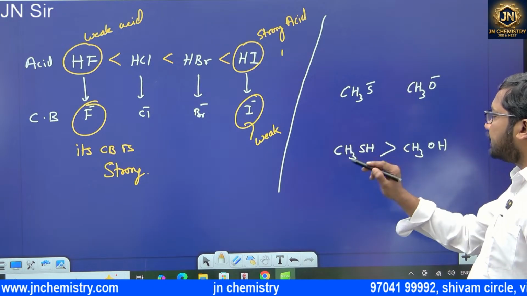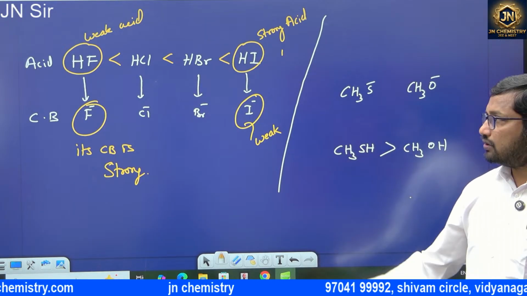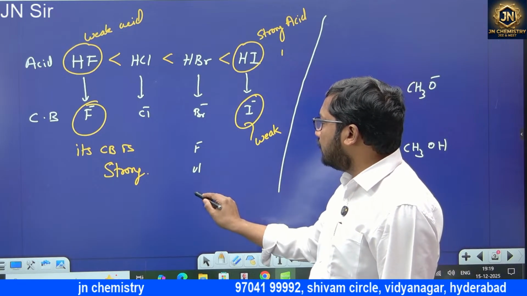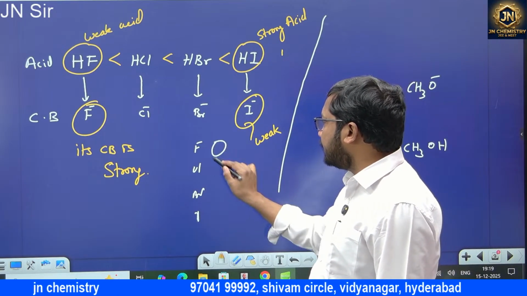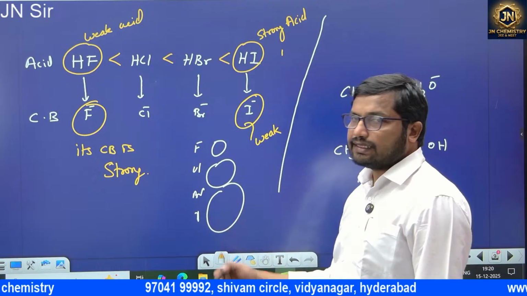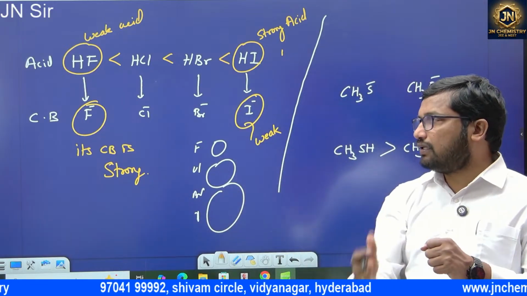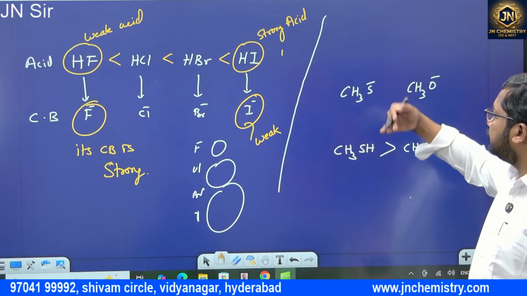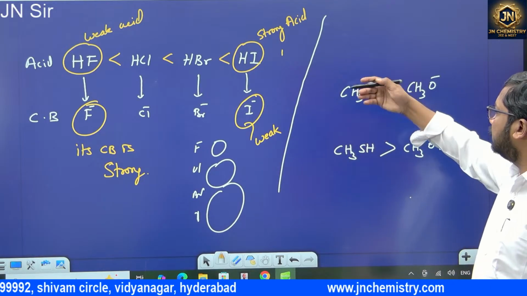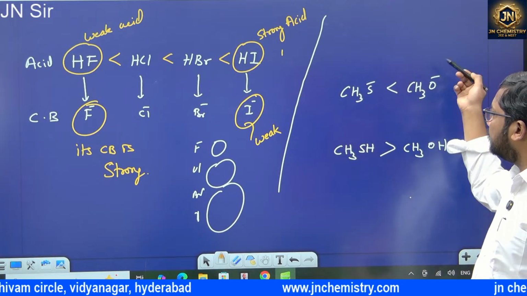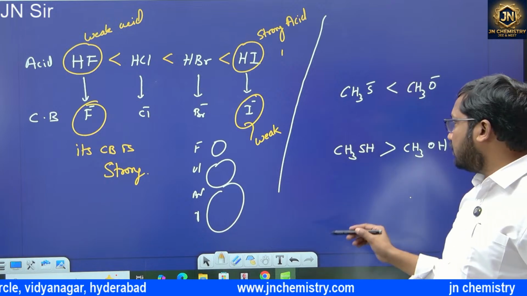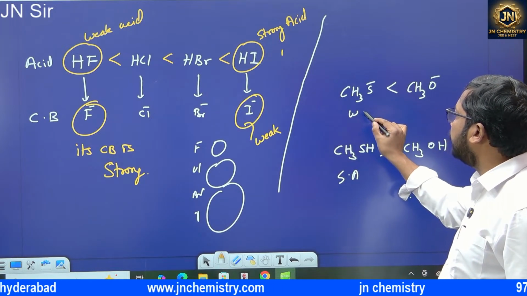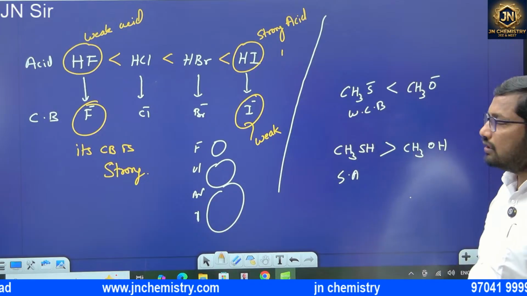Obviously CH3SH. So in this case also, top to bottom, what exactly happens? Fluorine, chlorine, bromine and iodine size is increasing, right? When the size is increasing, we can easily break down the H plus, right? So now this is strong acid, so its conjugate base is weak. So which is stronger? CH3O minus is stronger. This is strong acid, this is weak conjugate base, right?